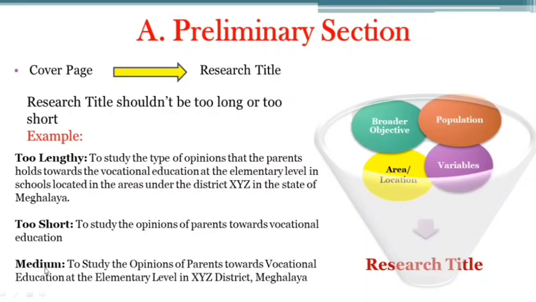So here you can see in the medium research title example that I have given, it includes the broad objective. The broad objective is to study the opinions of the parents towards vocational education. And here the population has also been mentioned, that is the parents whose children are studying at elementary level. The area and location has also been mentioned, that is the XYZ district of a particular state. And the variables have also been mentioned, that is the opinions of the parents. So these are the examples of an acceptable research title. Whenever you frame a research title, make sure that you include all these things within your research title.